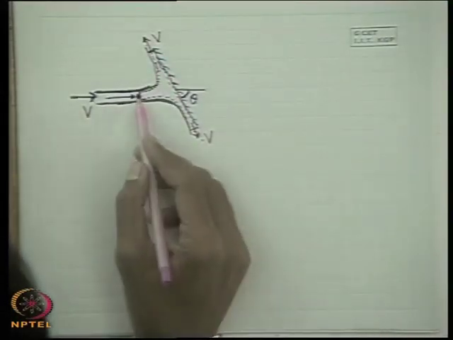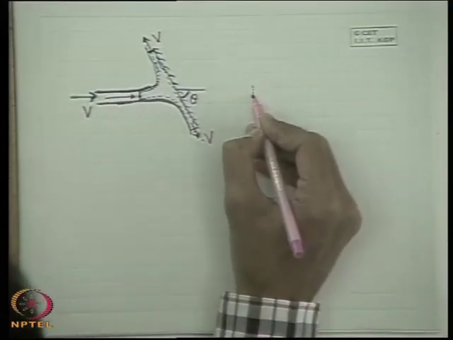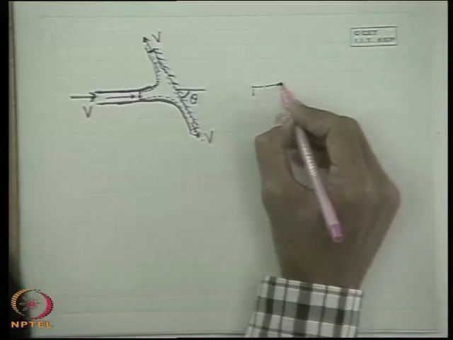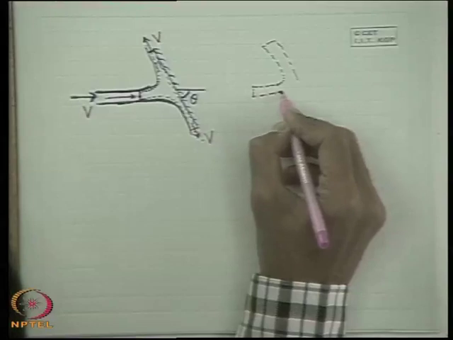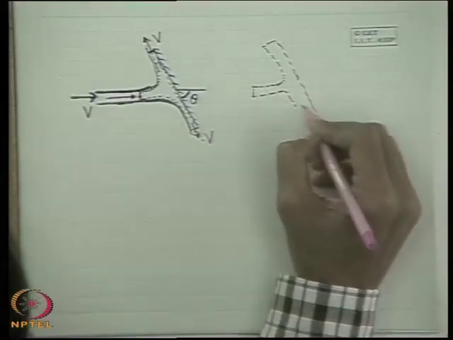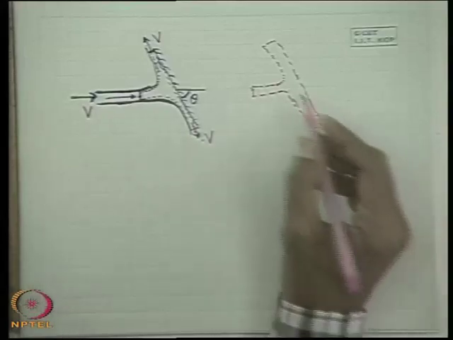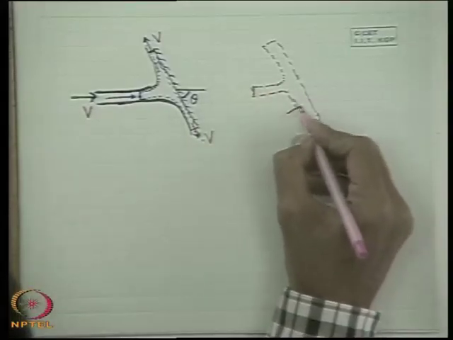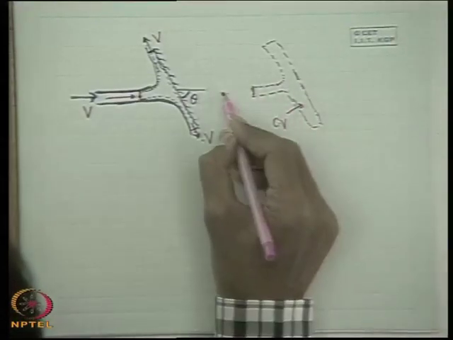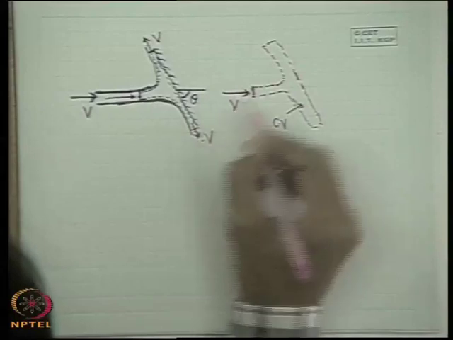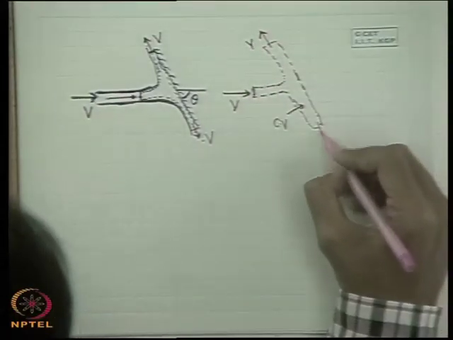Well, now if we draw the control volume like this, this is the control volume of the fluid. Now, we can analyze the situation. This is the inflow velocity v, this is the outflow velocity v, this is the outflow velocity v.